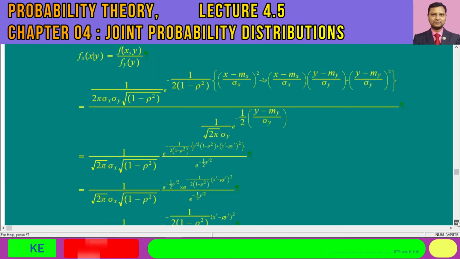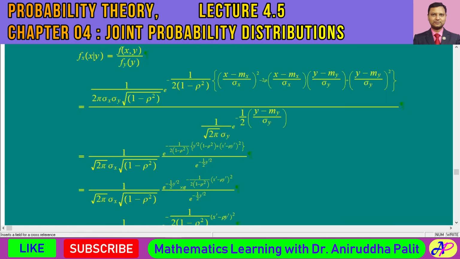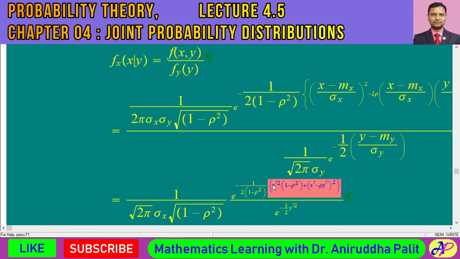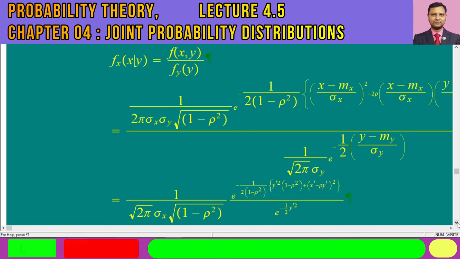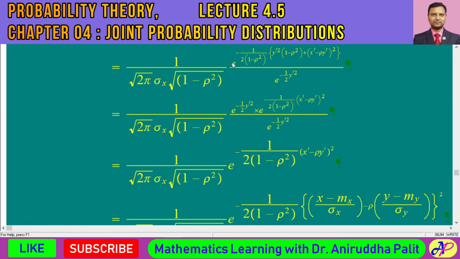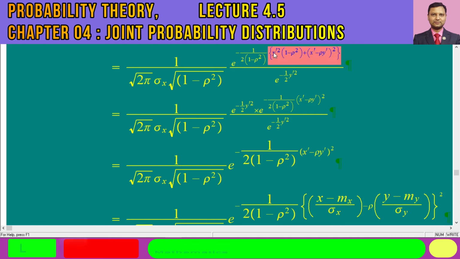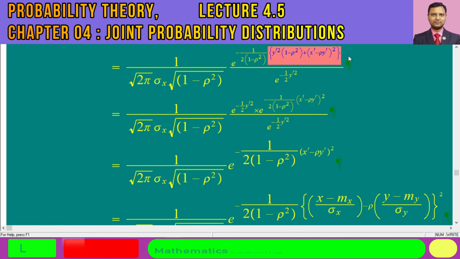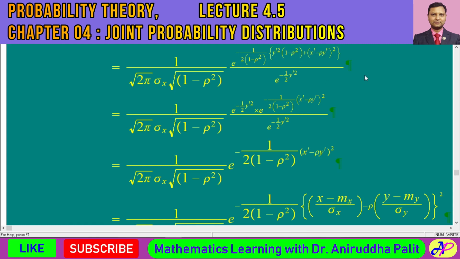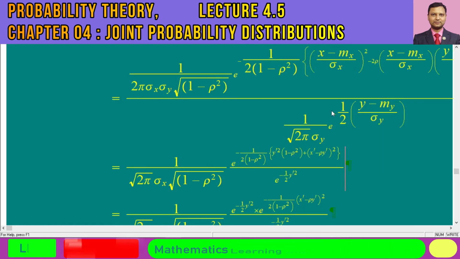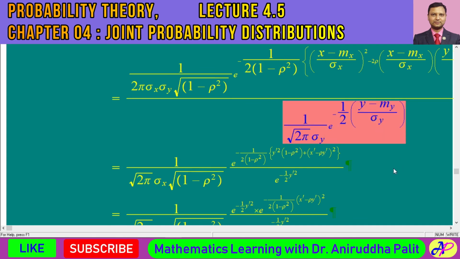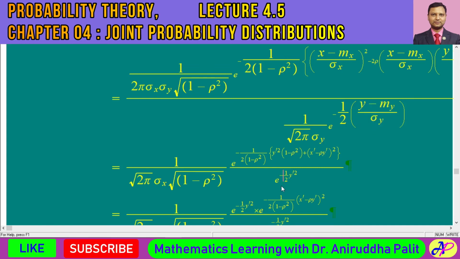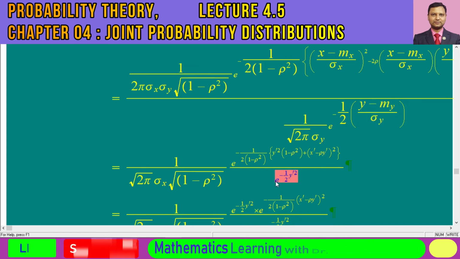You see this exponent. Let me make it a little larger. This exponent in the numerator can now be written in this fashion. Okay, this e to the power of minus 1 by 2 rho square into y prime square into 1 minus rho square plus x prime minus rho y prime whole square. And in this expression of marginal density function, y minus my by sigma y can be written as y prime, so we have e to the power of minus 1 by 2 y prime square.